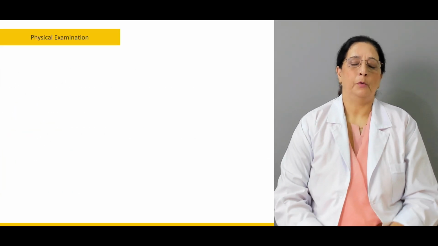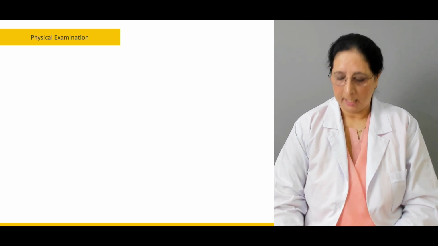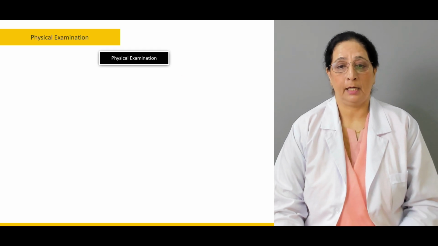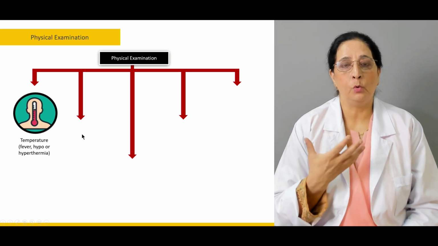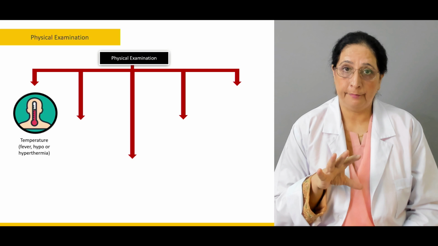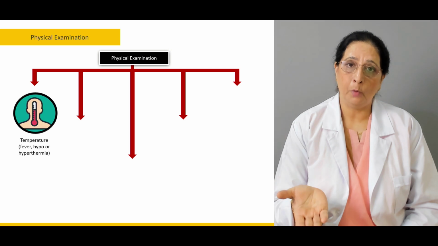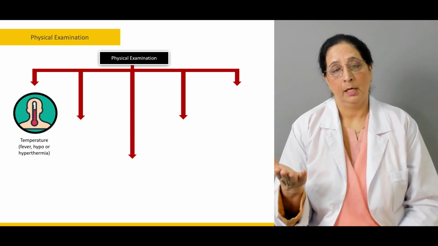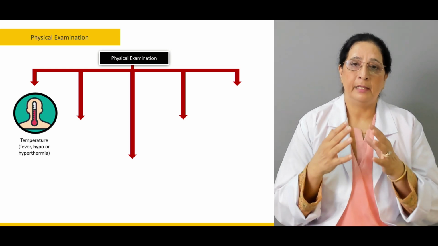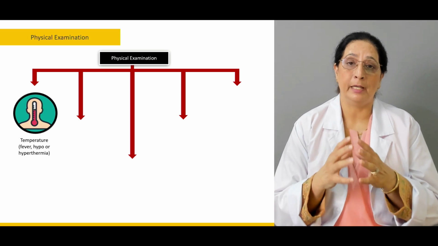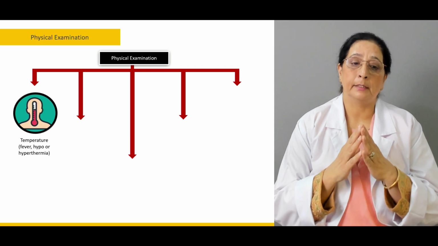Now let's discuss the physical examination of the patient with sepsis and severe infection. We have temperature. Usually patients who have infection have fever, maybe hypo or hyperthermia. So it can be low blood pressure or high blood pressure. Patients who go into shock with hypovolemia have a cold body, cold extremities, so they might have hypothermia or hyperthermia.